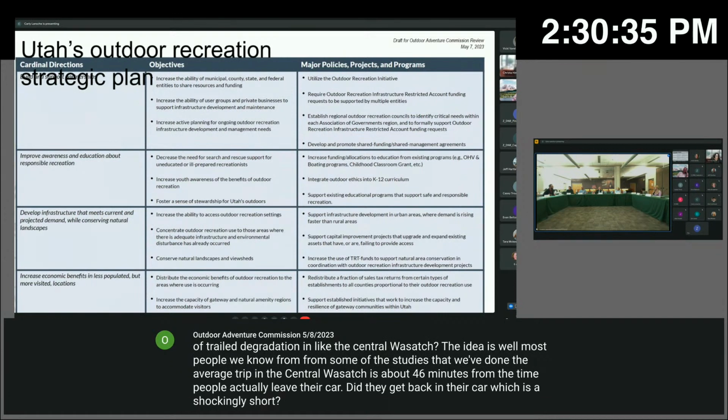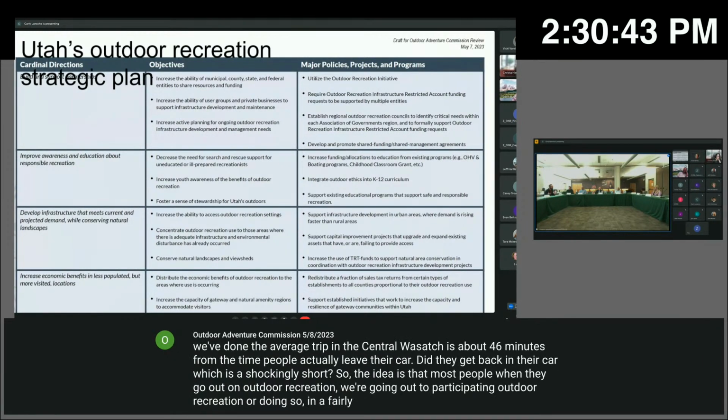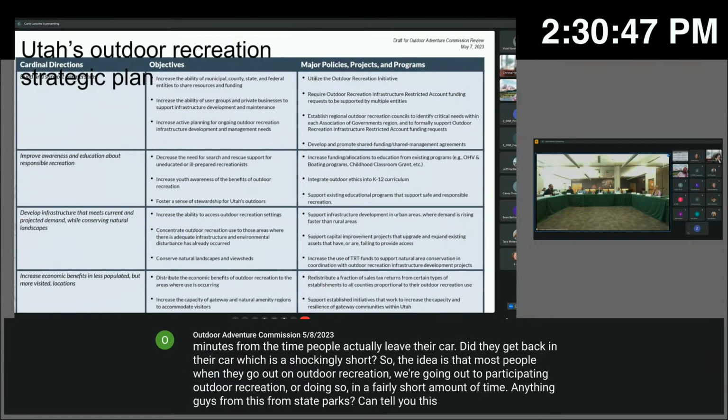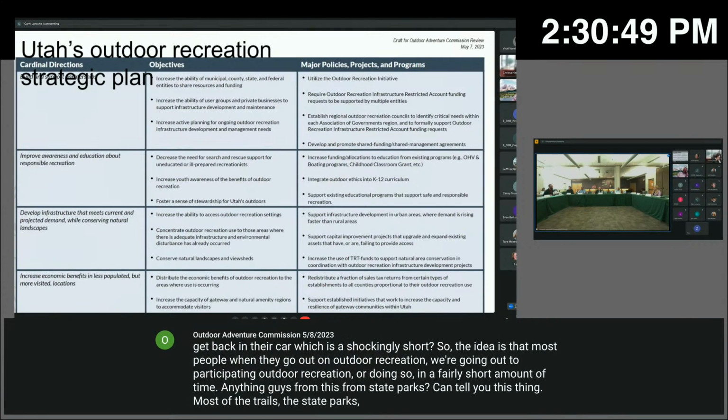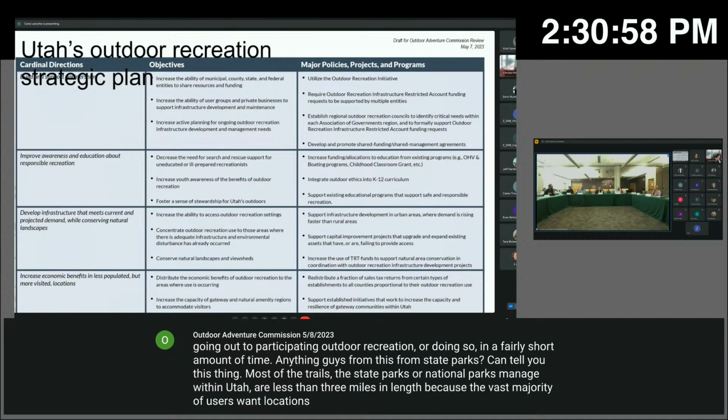Right? So the idea is that most people, when they're going out to participate in outdoor recreation, are doing so in a fairly short amount of time. Any of the guys from state parks can tell you this, and most of the trails that state parks or national parks manage within Utah are less than 3 miles in length, because the vast majority of users want locations and resources that are more proximate to them.